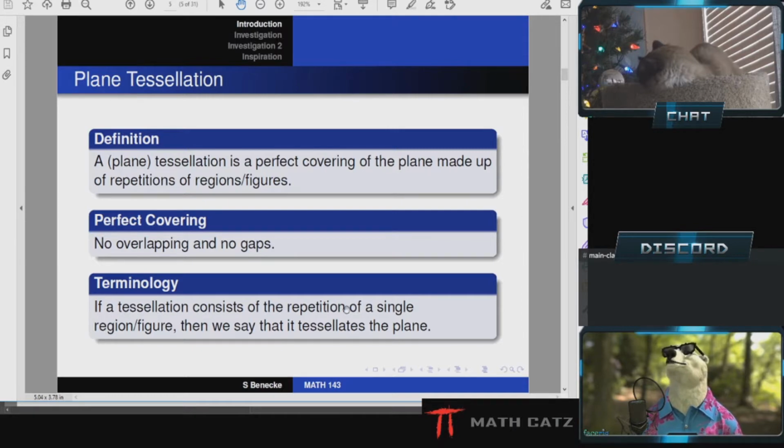Now, in some cases, I can use copies of just one shape. If I make a tessellation, this perfect covering, and it consists of the repetition of only a single shape, region, or figure, like a square, for example, then we say that shape tessellates the plane. And we call the covering that we get, the design, a tessellation. Right. So that's going to be the wording for this topic, this concept.